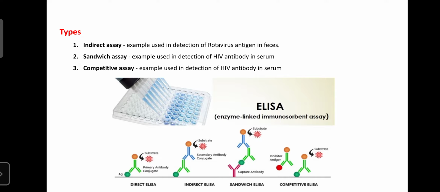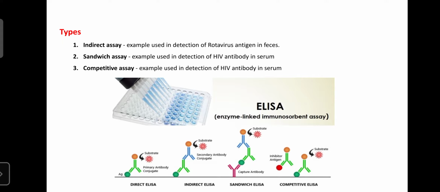First, we can form the complex of the antigen with the antibody from the patient serum. After that, we can add the enzyme-linked antibodies. That is also complexed with the same antigen, and it carries the enzyme. After that, we can add the substrate. That enzyme can catalyze the substrate, and then it can form a color. Only if that complex is formed can the substrate be metabolized and color be formed.